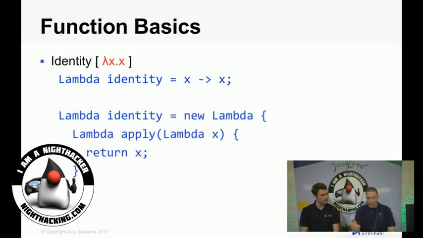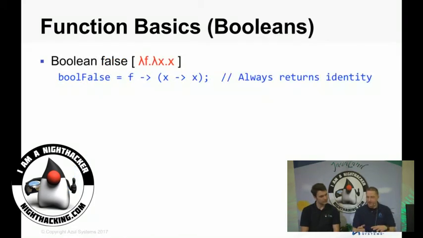We could rewrite that as an anonymous inner class. A bit more wordy, but sometimes this makes it a little bit easier to see what's going on. So now we're saying, okay, lambda has a method called apply, takes x, returns x. Great. Now we need to get into primitive types. So the easiest thing to do as a primitive type is a Boolean, true and false.